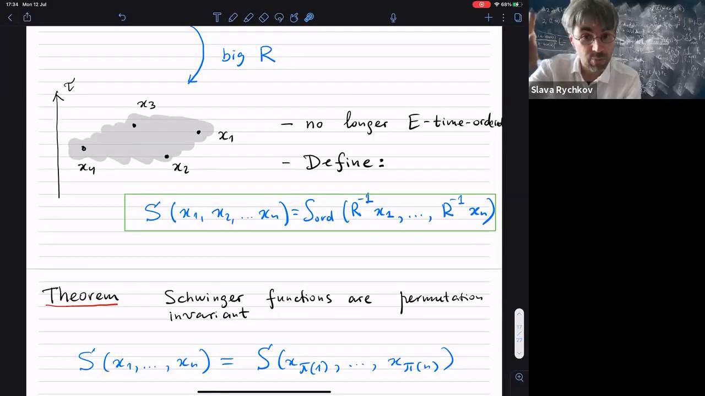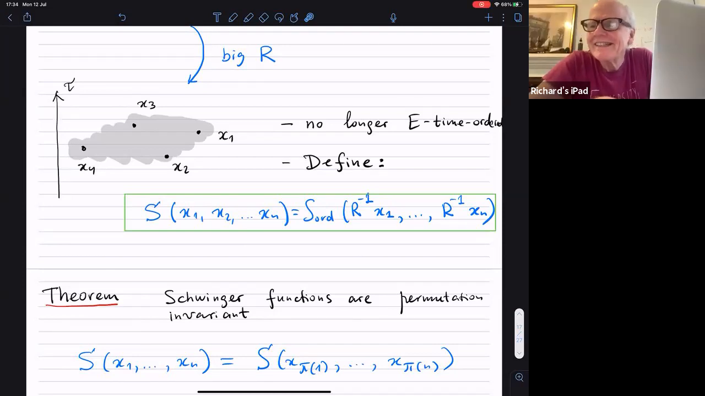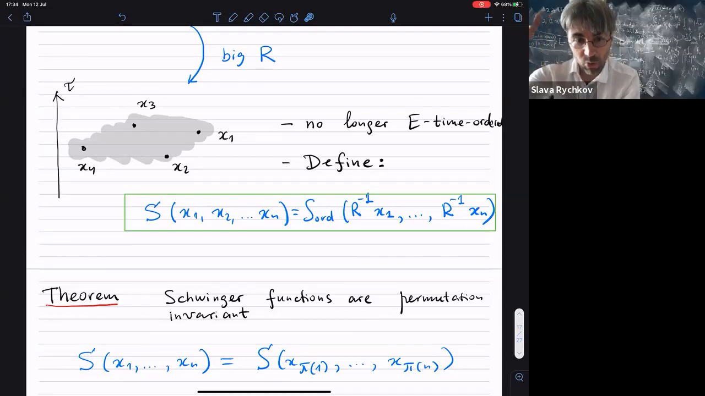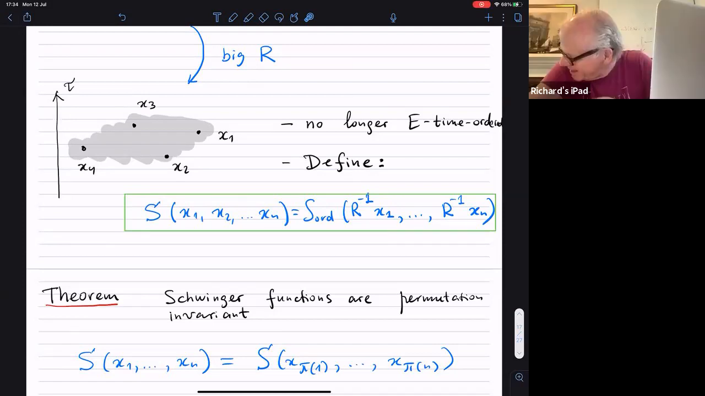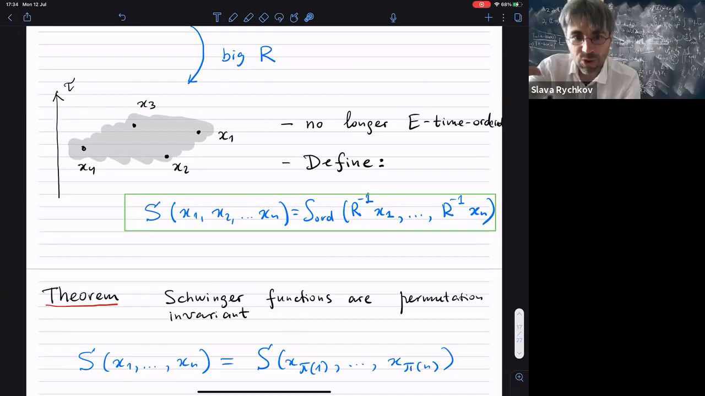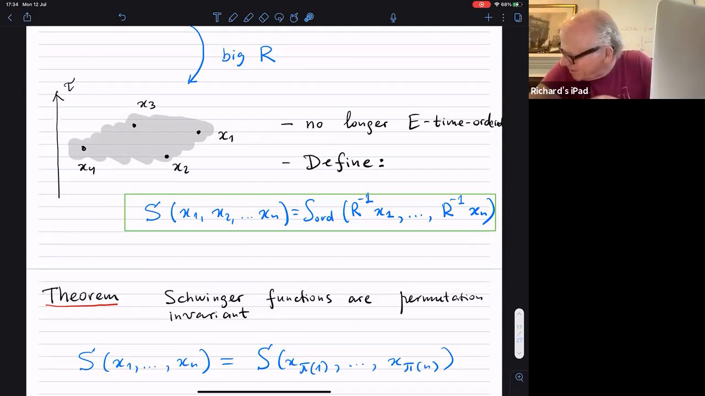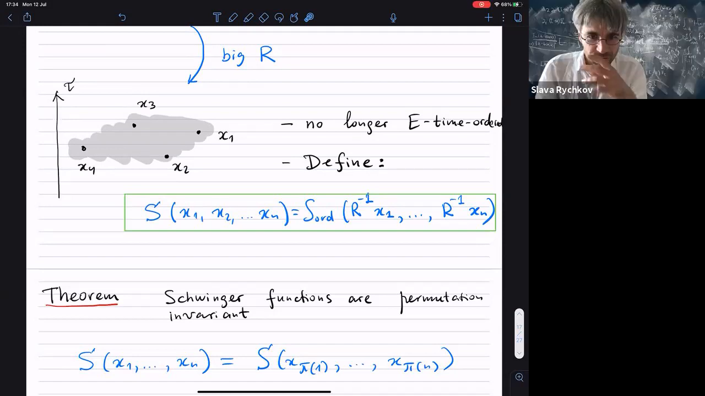No, I haven't yet proven that you get the same answer. So far I've proven that for every ordering, you get one ordered Schwinger function, which you can then extend to different configurations through rotation. But now we have this interesting thing to prove: what happens if you have several different ways to define the same Schwinger function.